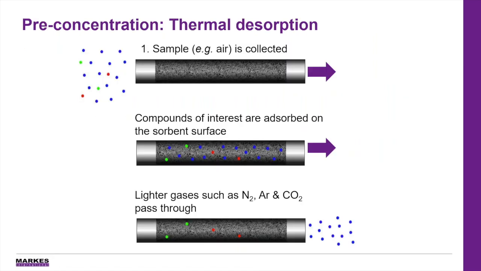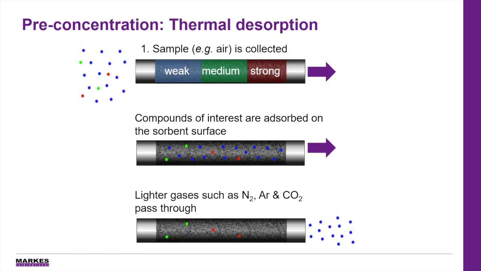So how does pre-concentration work with TD? Well, the simplest form of thermal desorption is to use sorbent tubes. These sorbent tubes can be packed with multiple sorbent materials to collect a broad range of analytes. These can be very volatile compounds, which we can collect on our strong sorbents, or semi-volatile compounds which get collected on our weak sorbents.